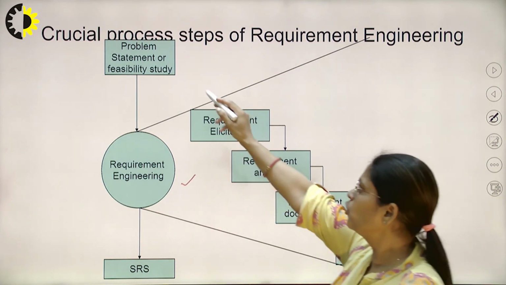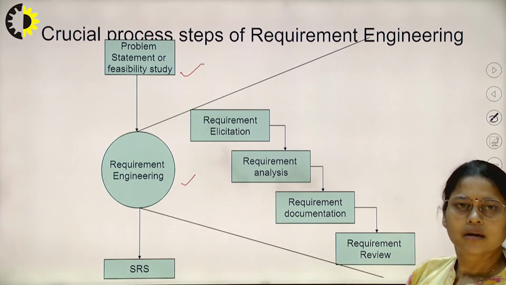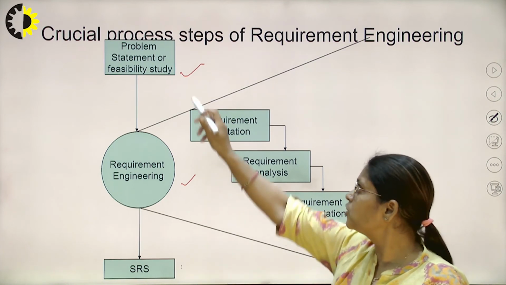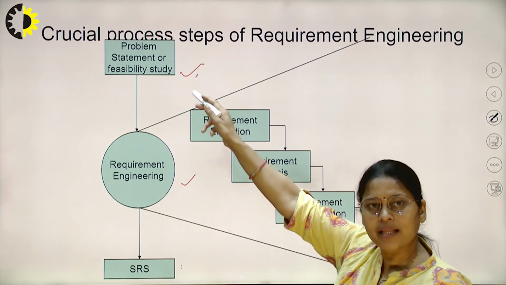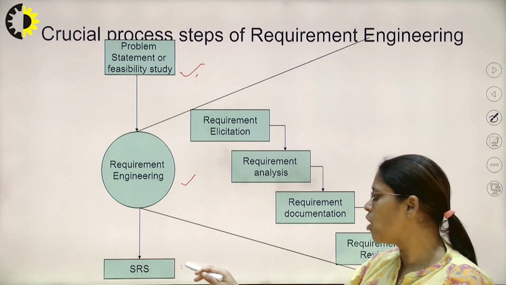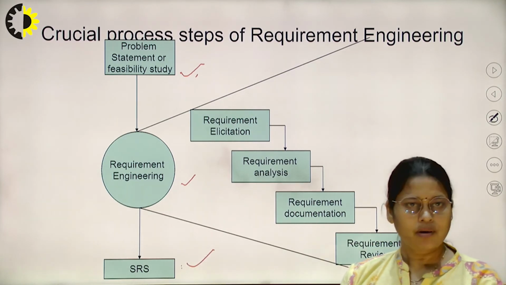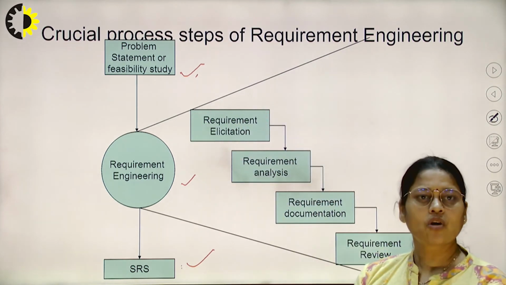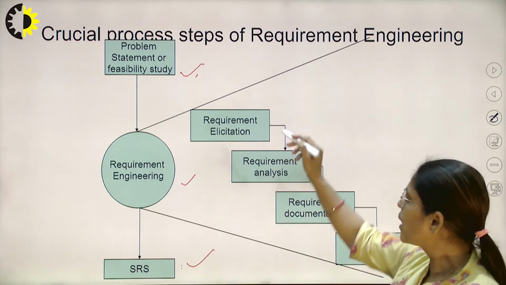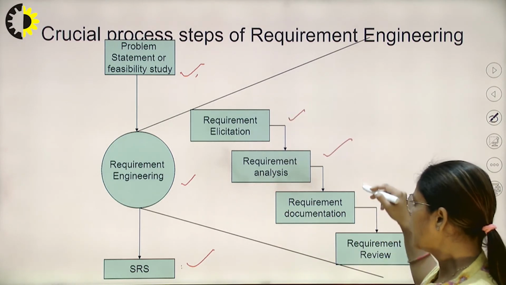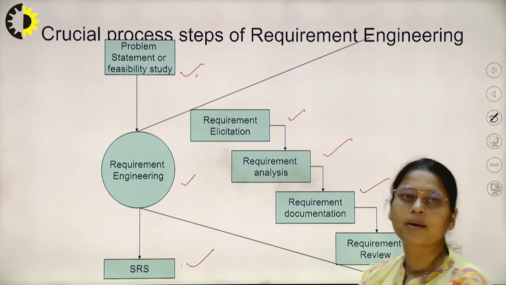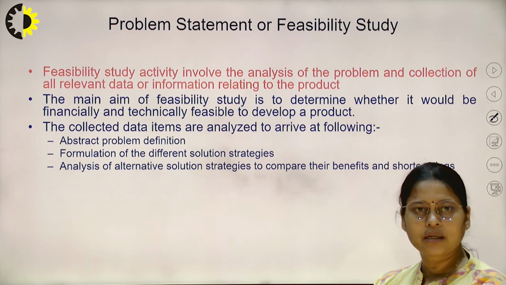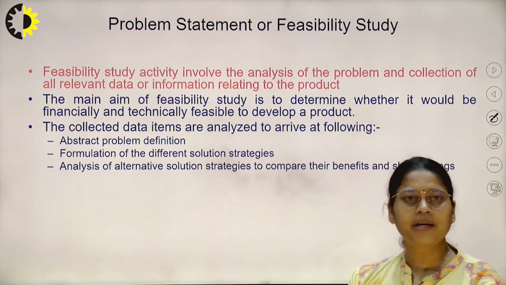So, this is our requirement engineering. This is the input domain. The problem statement is the input domain for the requirement engineering process, and it is given by the customer, and this is the output which is to be prepared by the developer, and this is the complete process. These are the various steps of requirement engineering: requirement elicitation, requirement analysis, requirement documentation, and requirement review. So, what is a requirement? First of all, what is a problem statement for the requirement engineering process?